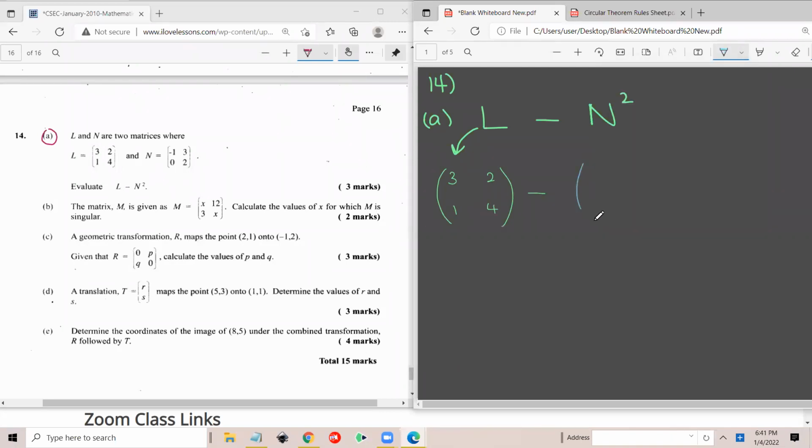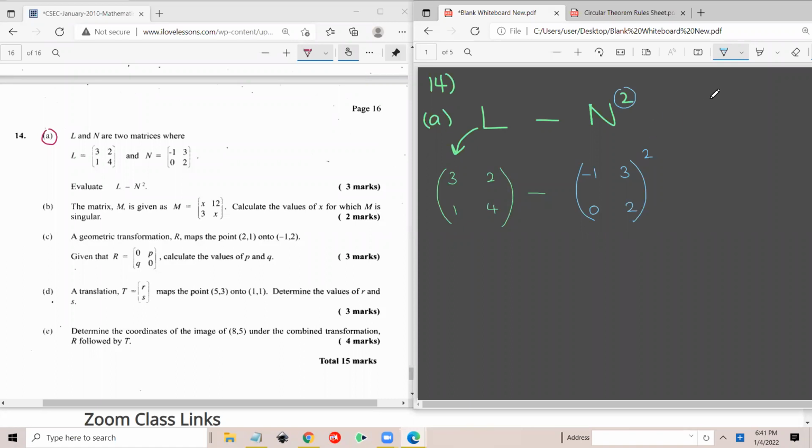So let me change the color for N. How much is N? Minus 1, 3, 0, and 2. And the examiner says that we must have it squared. Now, I'm sure everyone has up to there at least.